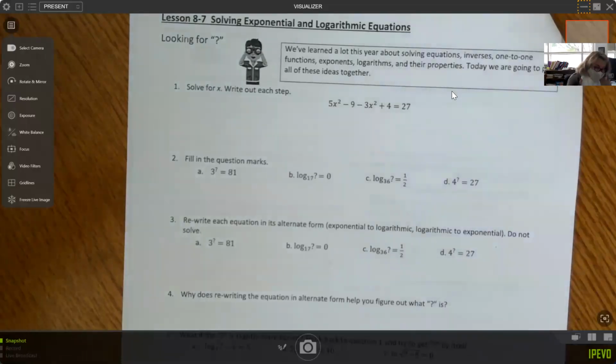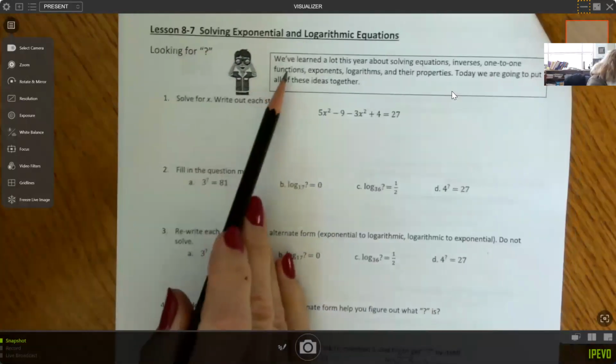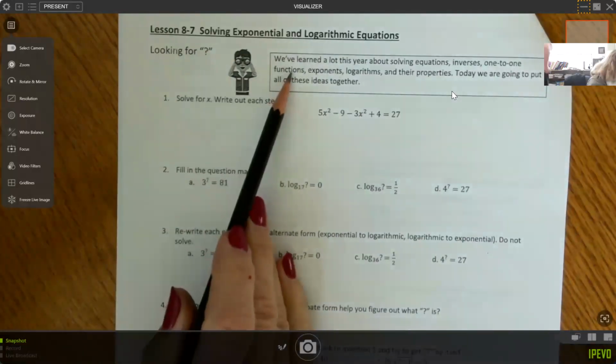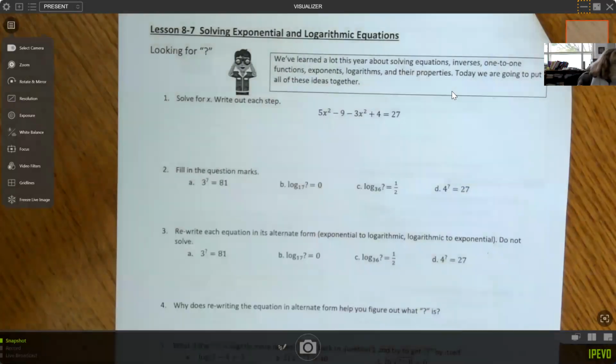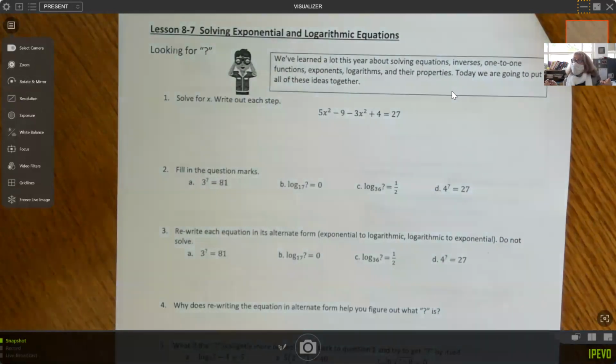Okay, so the way they set this up is kind of nice. They say we've learned a lot this year about solving equations, inverses, one-to-one functions, exponents, logarithms, and their properties. So today we're going to put this all together. The first equation we're going to solve isn't a first year of algebra equation, but it's a warm-up because we apply the same principles.